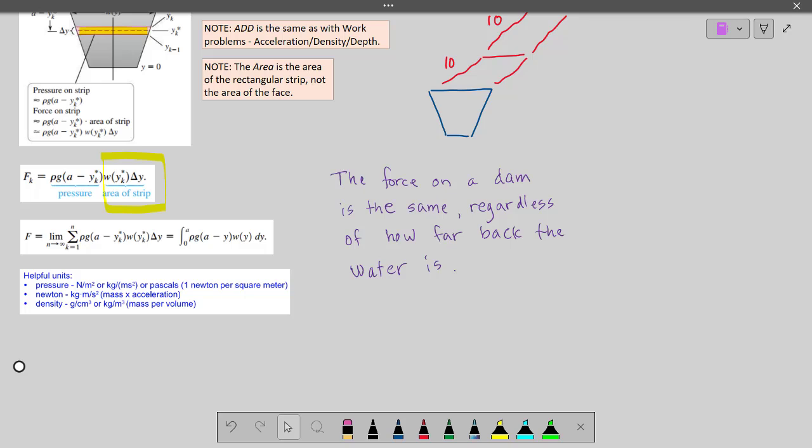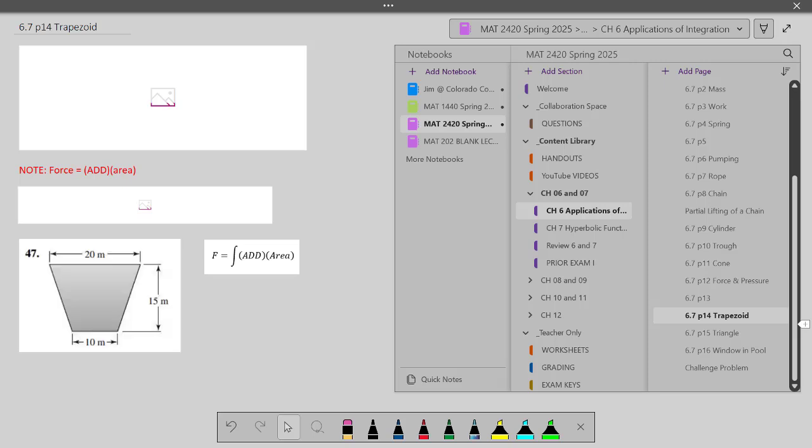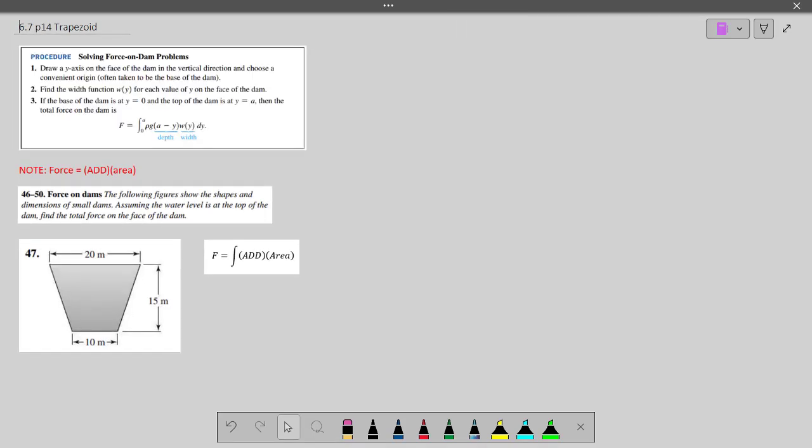So let's go ahead and do one of these and see that it's really not too different from what we did when we found work. So here is the integral written out in sort of more incomprehensible language. Writing it like that, super simple. ADD: area, area of strip, not area of wall. So let's try it.